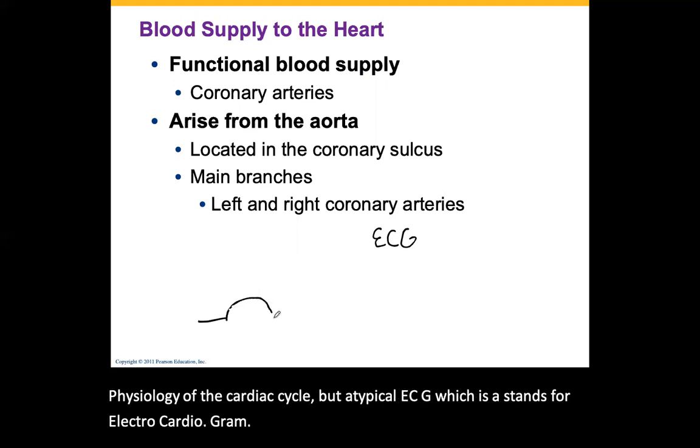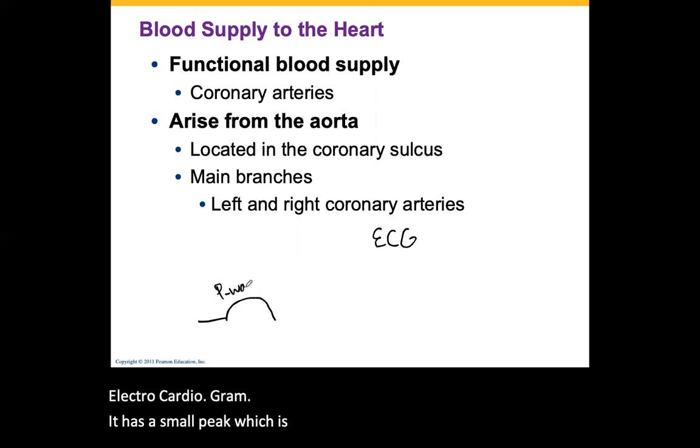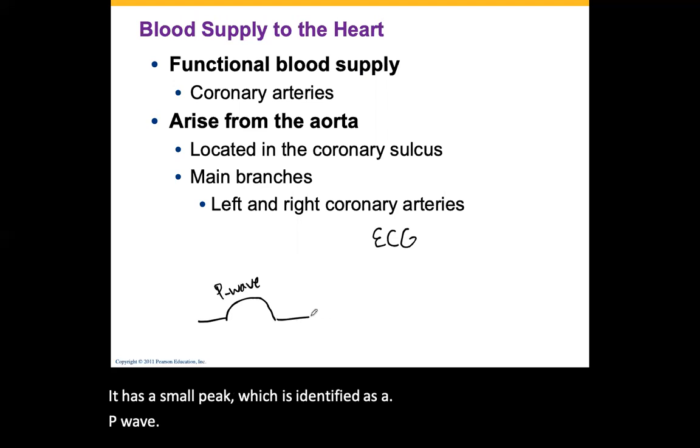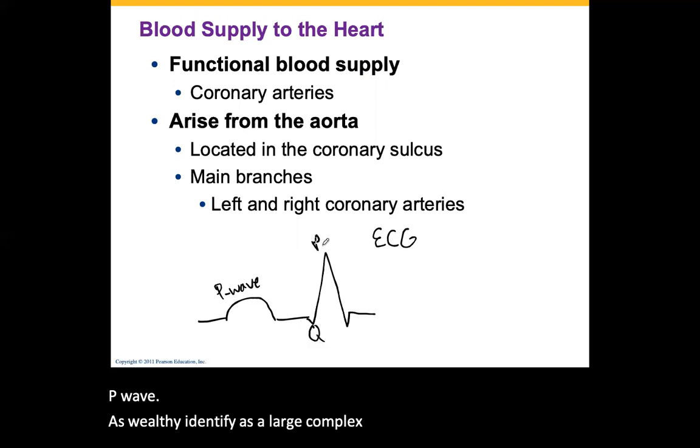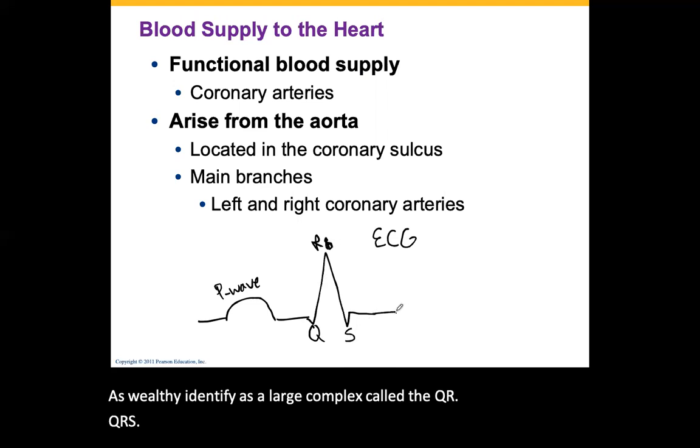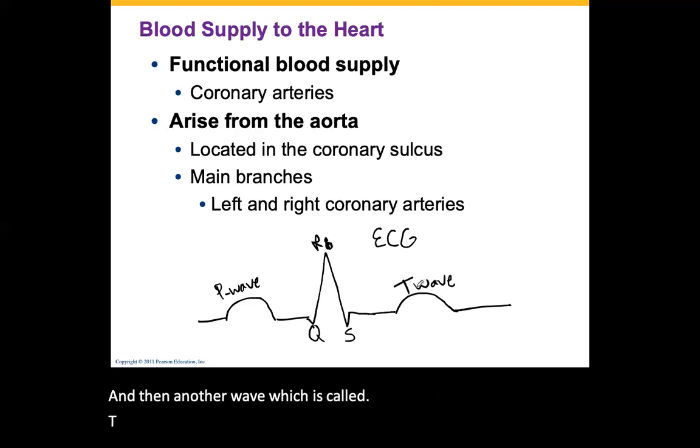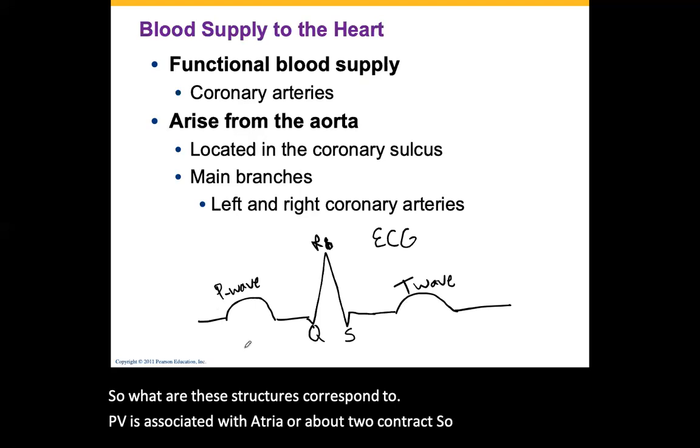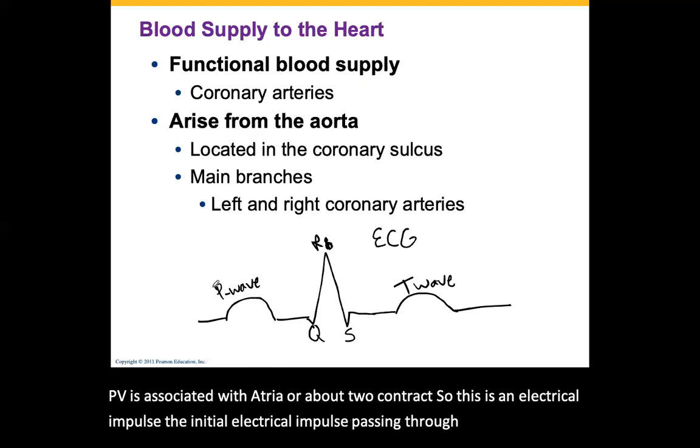It has a small wave, which is identified as the P wave. It has a large complex called the QRS, and then another wave, which is called the T wave. So what do these structures correspond to? The P wave is associated with the atria about to contract. This is the initial electrical impulse passing through the atria, which leads to contraction of the atria.